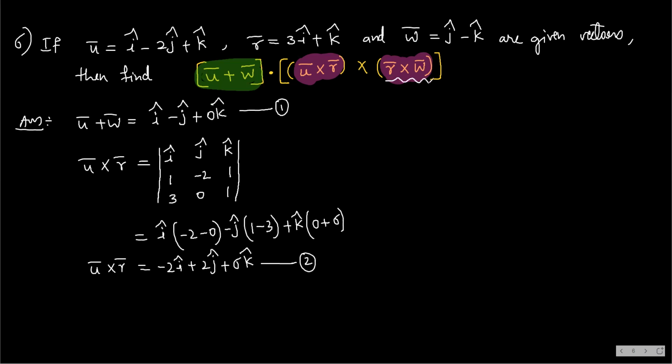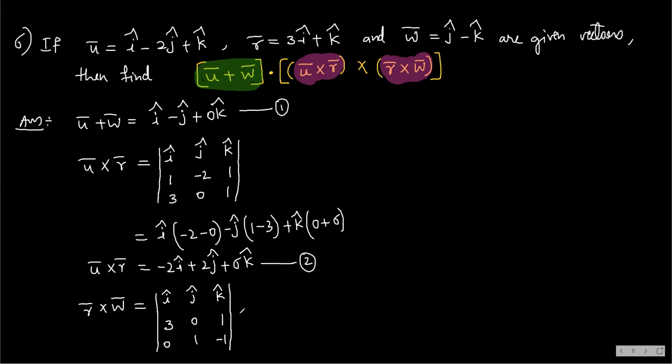Now I go for r bar cross w bar the same way. I'll go for the determinant. What is it? It is i cap, j cap, k cap. I write the coefficients of i cap, j cap, k cap for vector r bar in the second row. So what is r bar? r bar is 3, 0 and 1. You write 3, 0 and 1. And the w bar, you write 0, 1, minus 1.